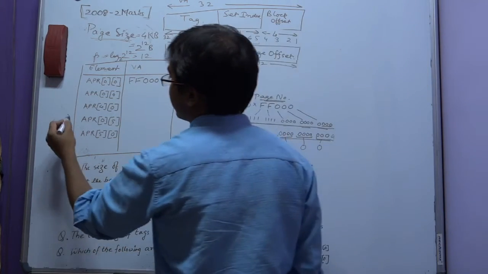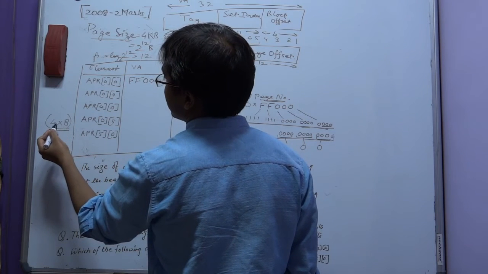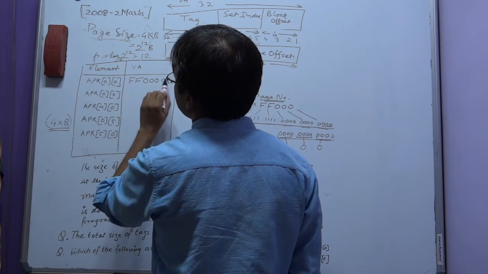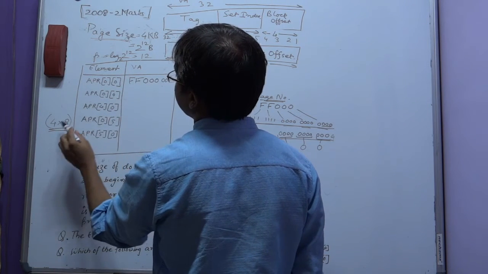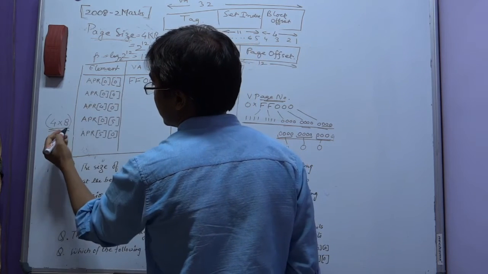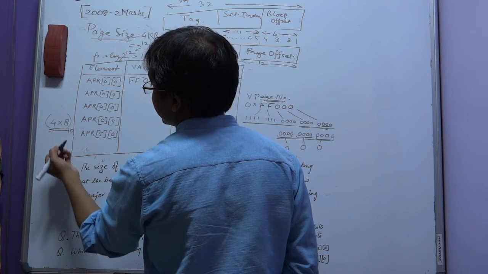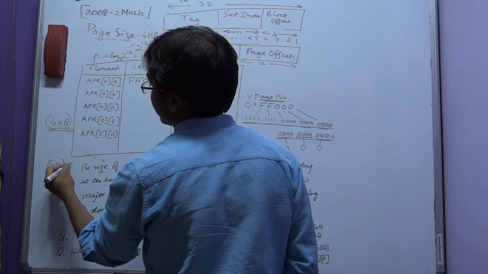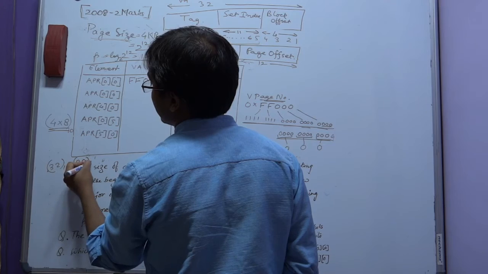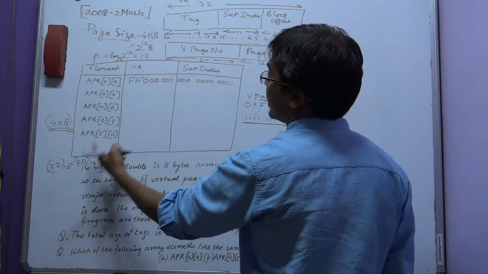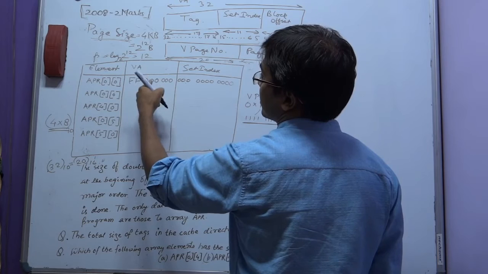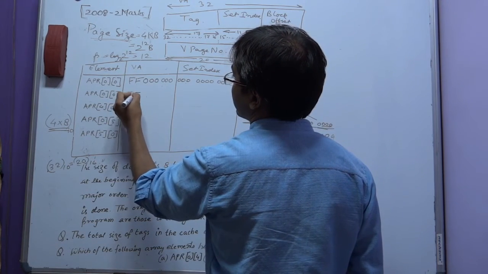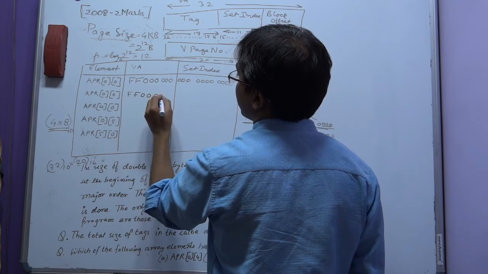If we sum this up, so this is in decimal, 4 into 8 in decimal. If we sum this up with this starting address, we would get the address of APR04. Right, so this is in decimal. Let us convert this into hexadecimal. If we convert this into hexadecimal, we would get 20. Now sum this 20 to the virtual address of the first element, and we would get the virtual address of APR04.